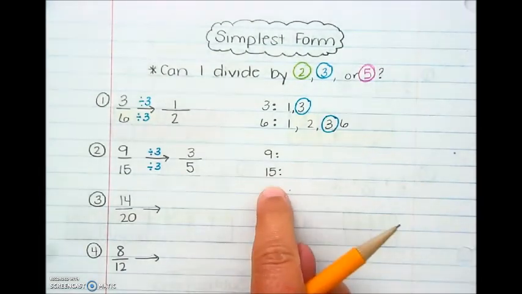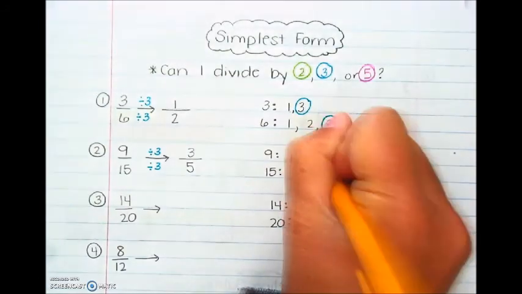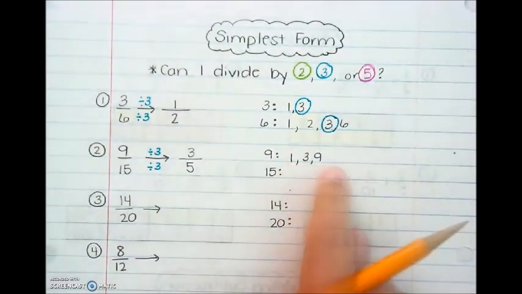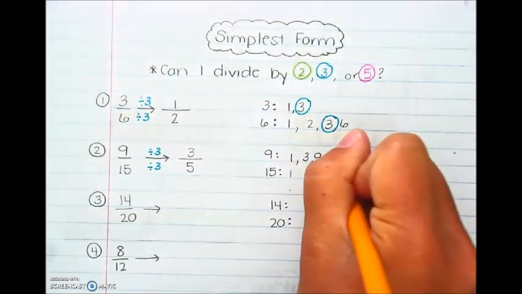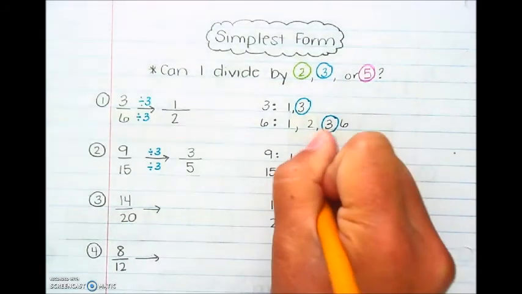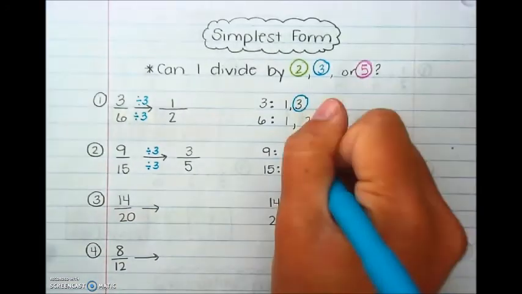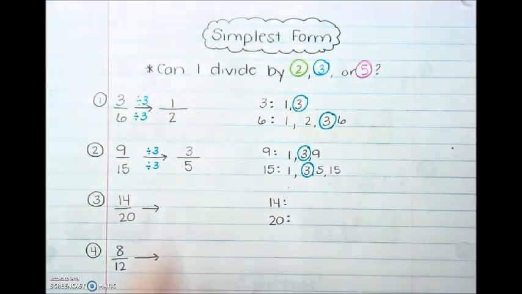Now, if I list out the factors of 9, they are 1 times 9 or 3 times 3. So I have 3 factors: 1, 3, and 9. And with 15, I have 1 times 15 or 3 times 5. Again, 3 is the only number that shows up on both lists. So when I divided by 3, that gave me simplest form.